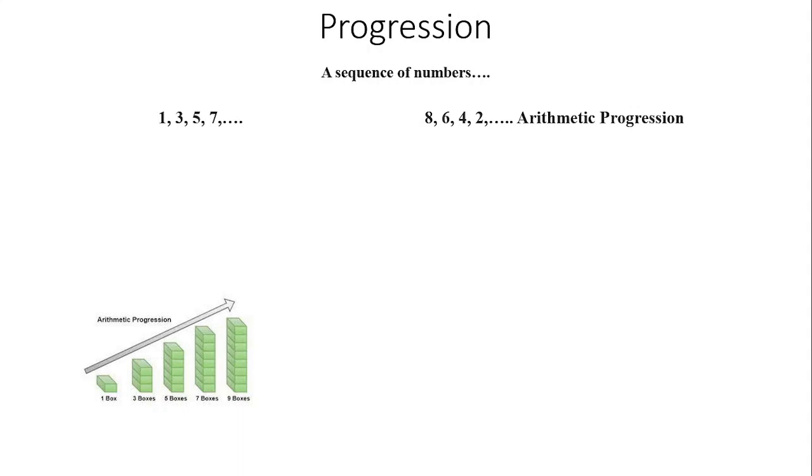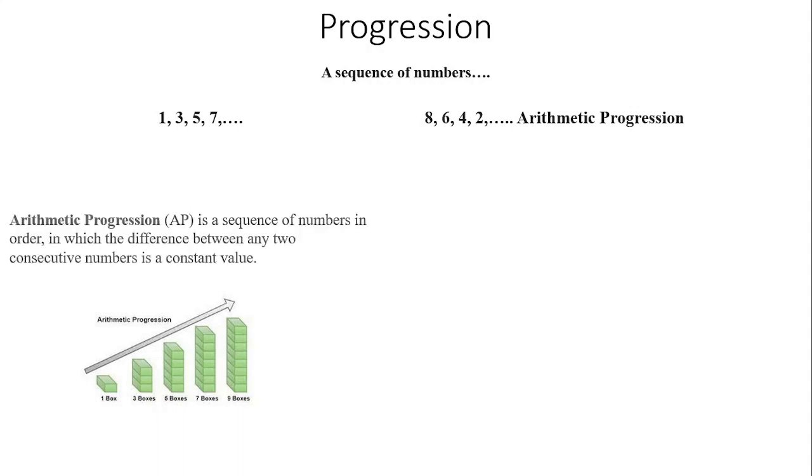Before that, what is the definition of arithmetic progression? Arithmetic progression is a sequence of numbers in order in which the difference between any two consecutive numbers is a constant value. Likewise, 1, 3, 5: 1 and 3 have an interval of 2. Similarly, 3 and 5 have an interval of 2. So the uniform interval is available, and the constant value is 2. So it is known as arithmetic progression.